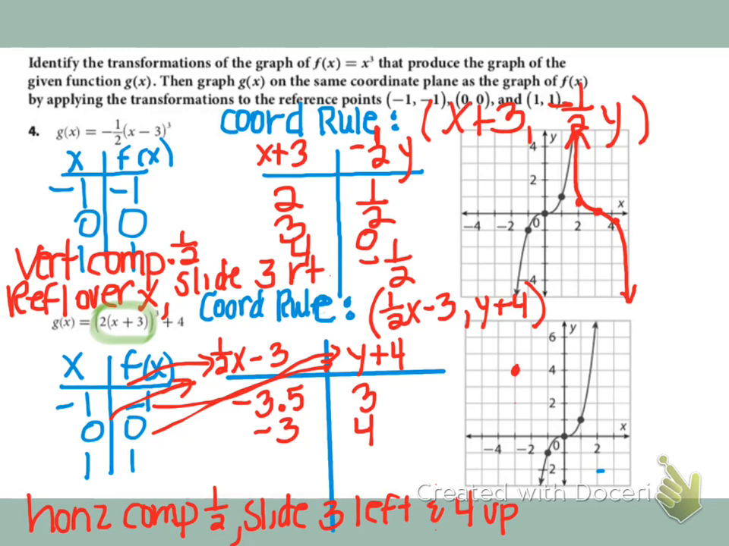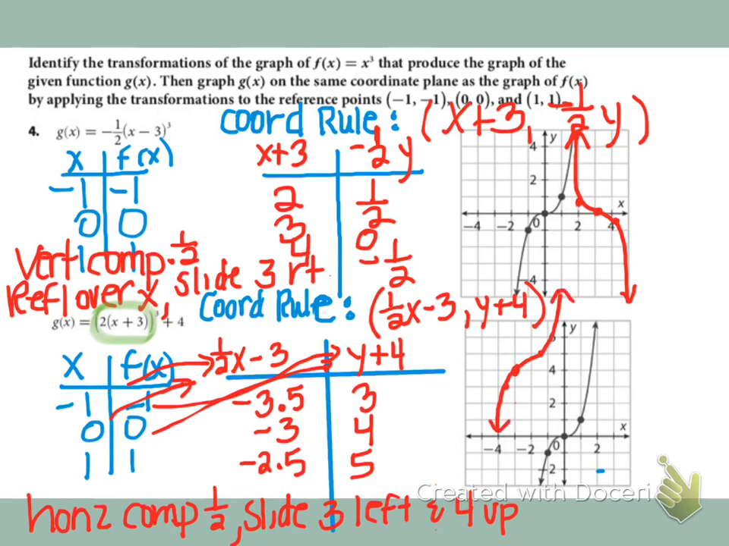And then finally plugging 1 in and 1. 1 for x, 1 for y. 1/2 times 1 is a half, minus 3 is negative 2.5, and then 1 plus 4 is 5. So let's plot the rest of these points. Negative 3.5 and 3. So negative 3.5, 1, 2, 3, and then negative 2.5 and 5. 1, 2, 3, 4, 5. And so this is what that graph's going to look like. It's going to bend through and look like that.